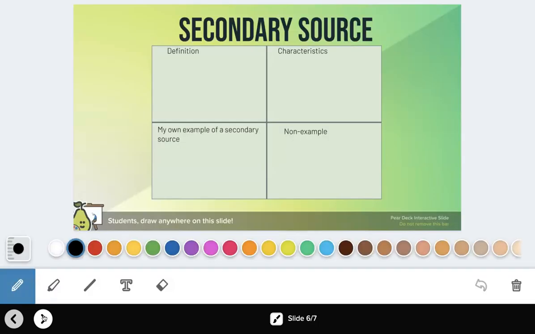And then they too would have to do a Frayer model as well. So once again, providing a definition, characteristics, they want to provide their own example of a secondary source and give a non-example. And when they're done, they would go back to the main slide deck.